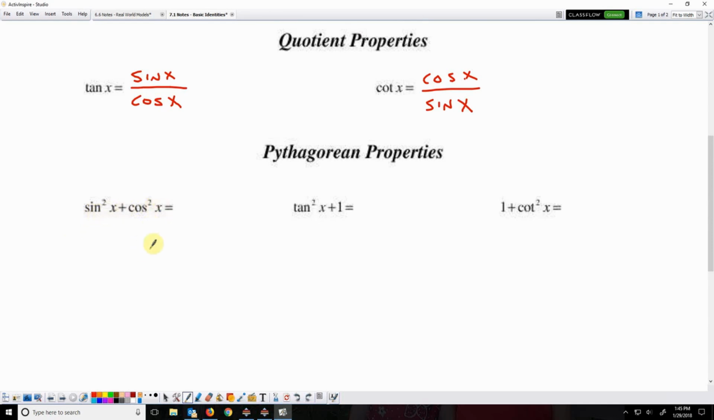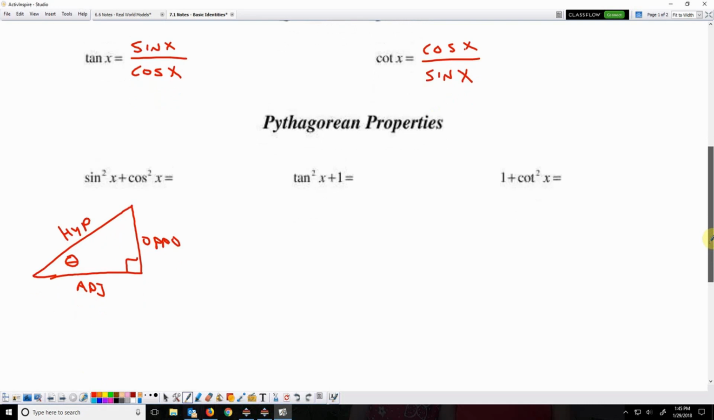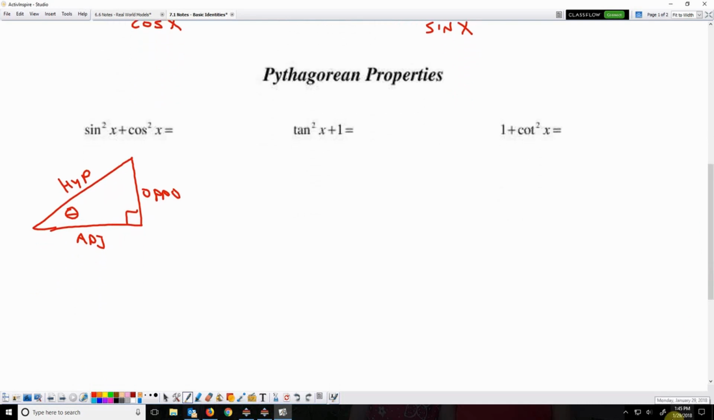Sine squared x plus cosine squared x equals, we're going to have to do some work to figure out what that equals. So here's how we're going to start. There's a right triangle, and I'm going to put theta right here. So here's my opposite, my adjacent, and my hypotenuse. And I'm going to use the Pythagorean Theorem to figure out what should go here.